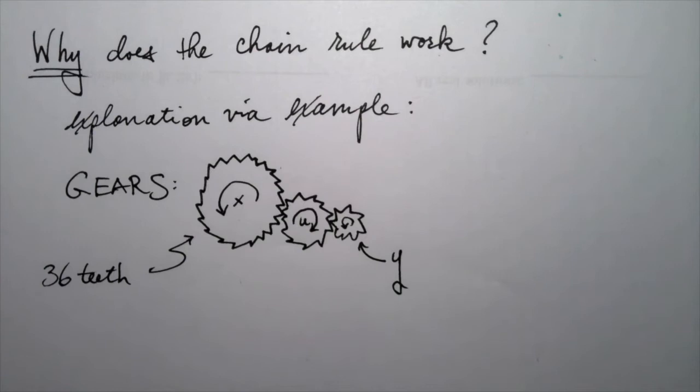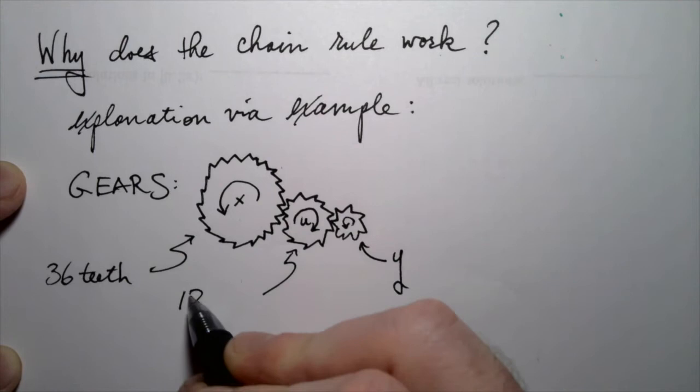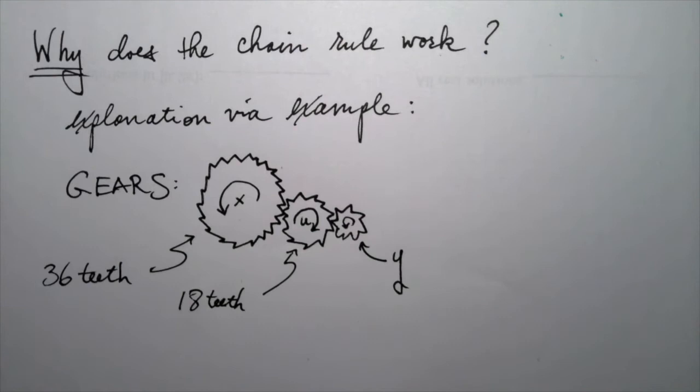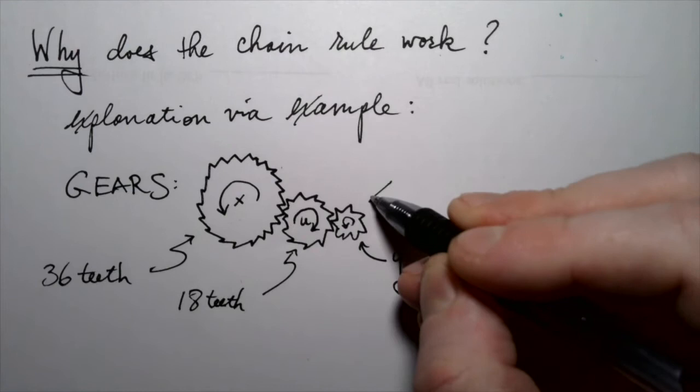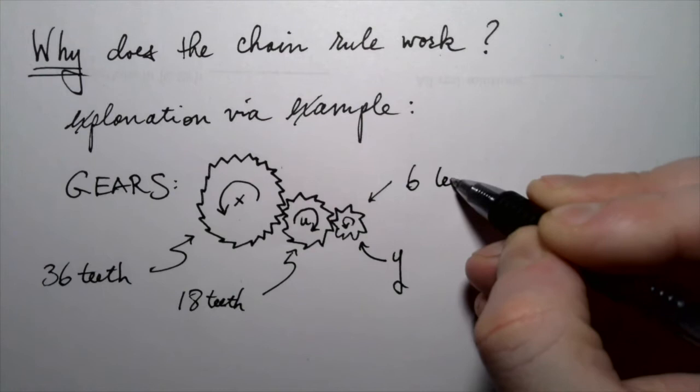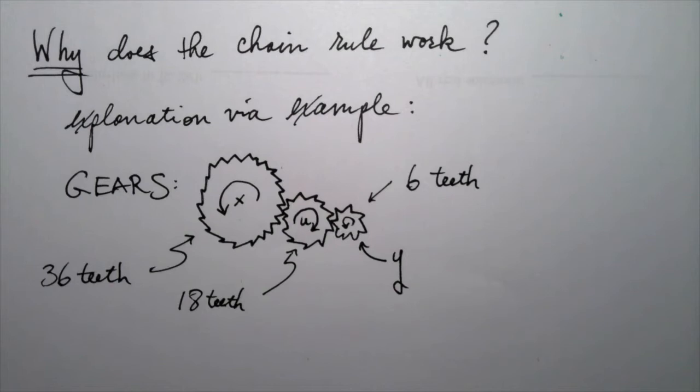And let's suppose that the next gear, the U gear, has 18 teeth, half as many teeth as the X gear. And finally, the Y gear has 6 teeth, 1/3 as many teeth as the U gear. So now check it out. We're going to be thinking about how many revolutions each of these gears makes for one revolution of the X gear. Right. Here we go.